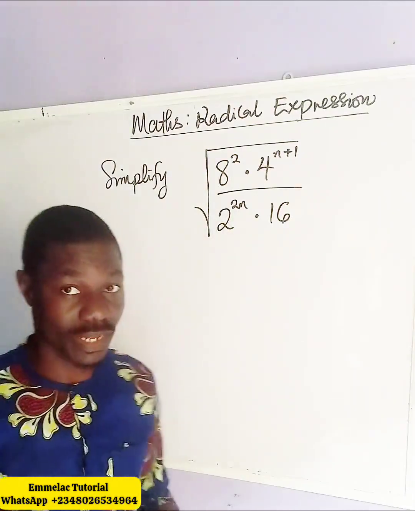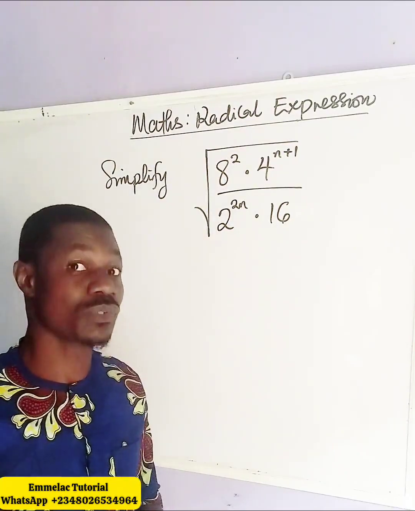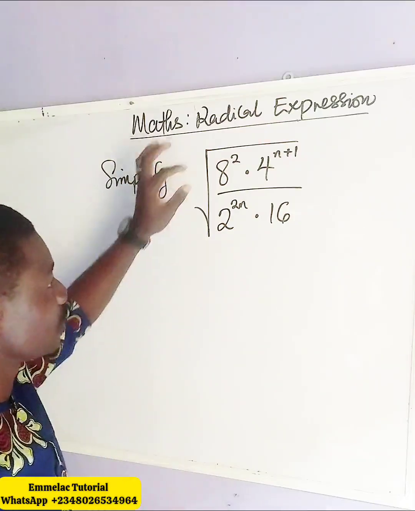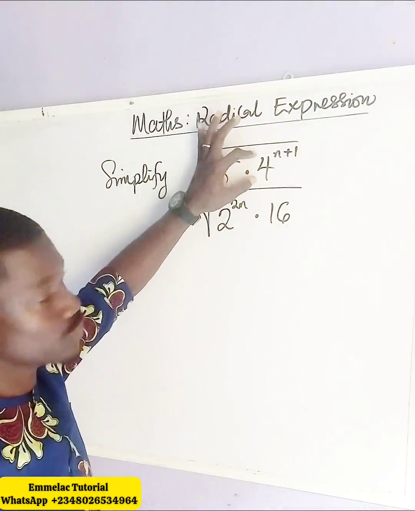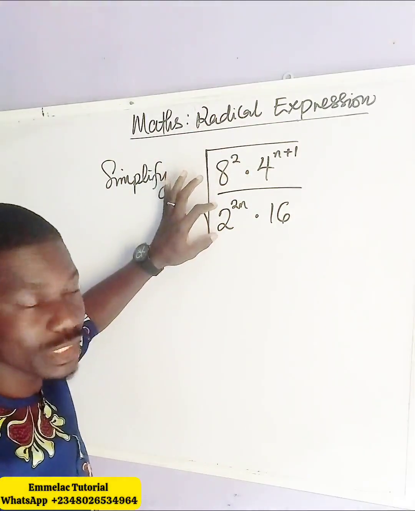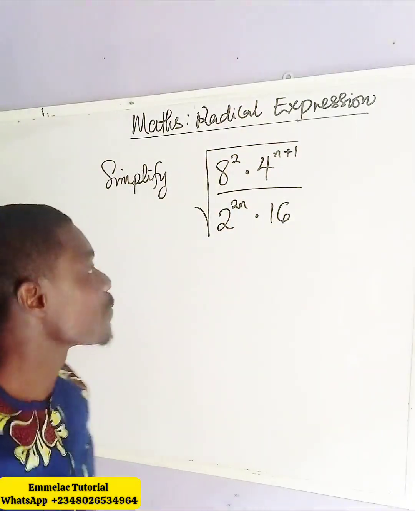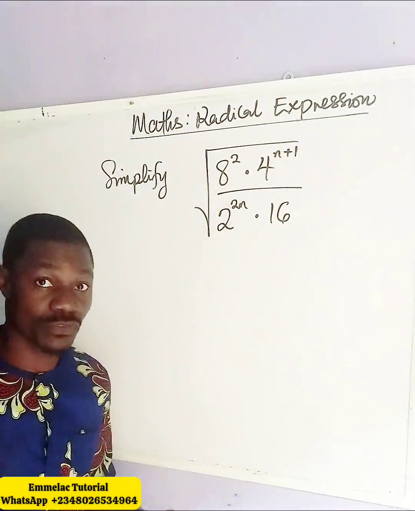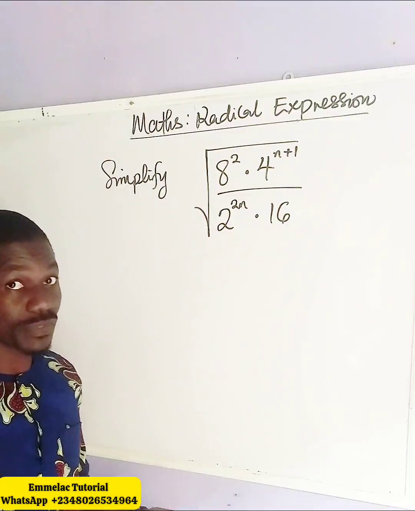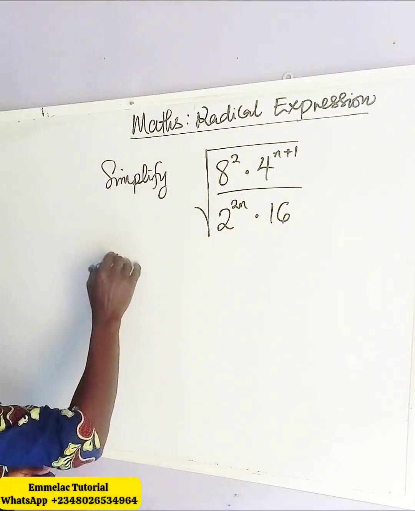Now if we take a look at this expression, we have a common base, which is 2. Here 8 we can reduce to 2, 4 will reduce to 2, this is 2 already, and 16 we can also reduce to 2, since we are told to simplify. So 8 reduced to the base of 2 gives us 2 raised to the power of 3, because 2 raised to the power of 3 gives us 8.